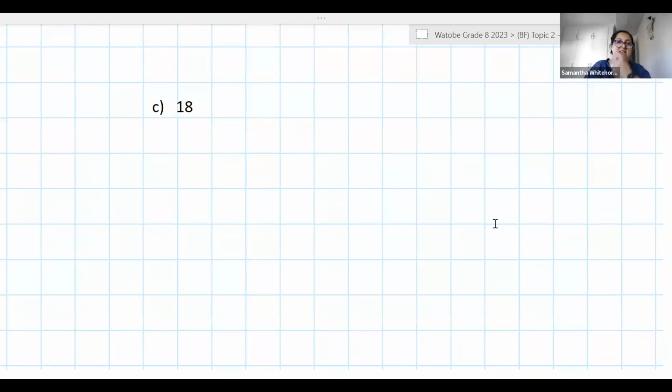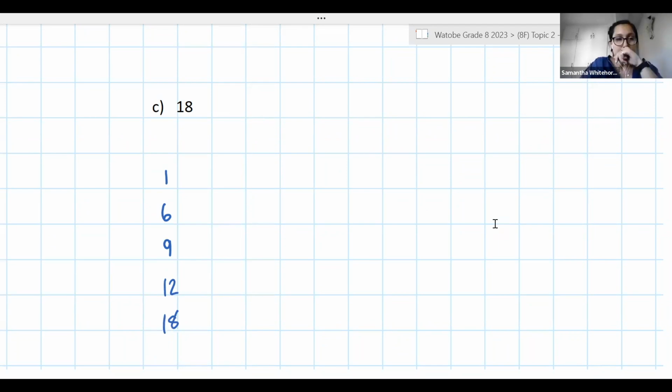Factors of 18 are 1, 6, 9, 12, and 18 itself. Okay, so I just want to write this out. 1, 6, 9, 12, and then 18. Okay, cool.